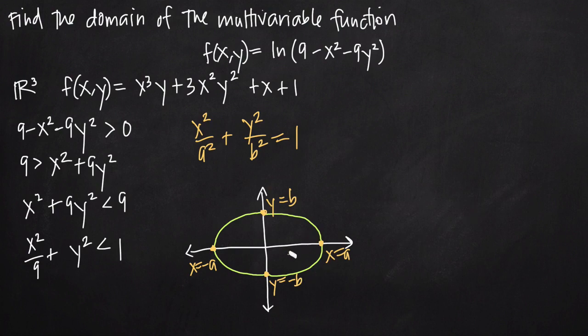For our ellipse, we can see that a is equal to 3 because this 9 is equal to a squared. We get a squared equals 9, take the square root of both sides, and we see that a is equal to 3. So for our ellipse, this is 3, this is negative 3. Then for b, we have y squared over 1 here, so b squared equals 1, or just b equals 1. So this is at 1, and this is at negative 1.